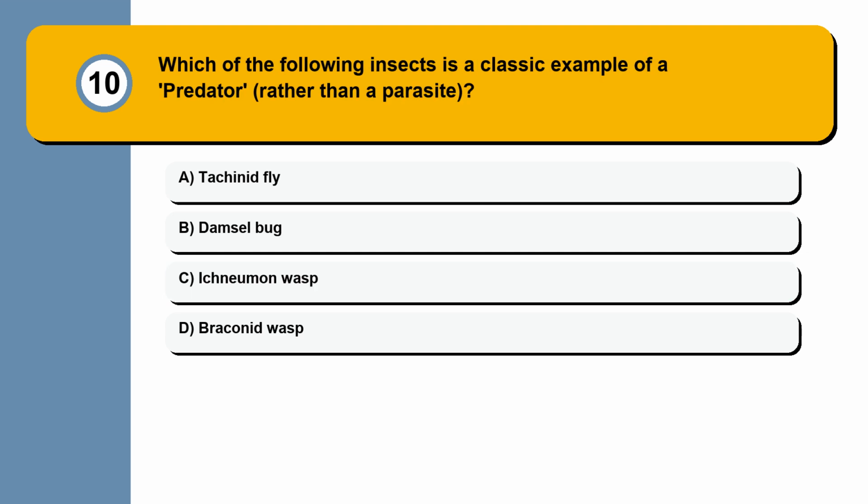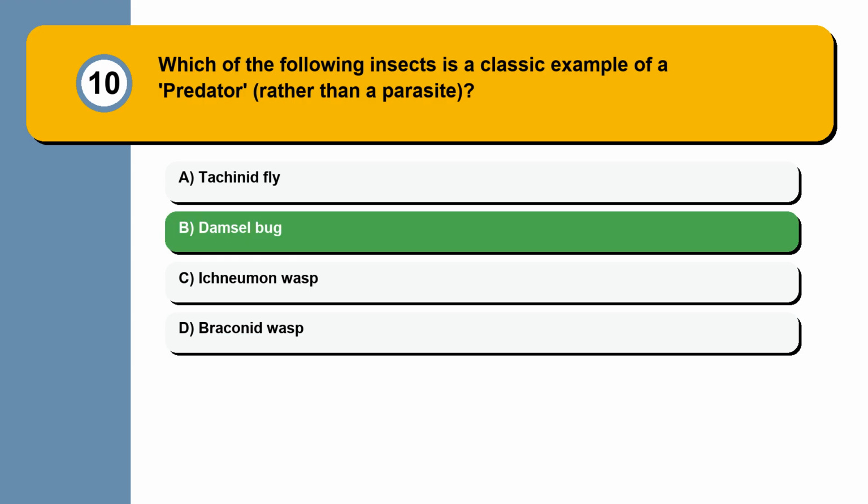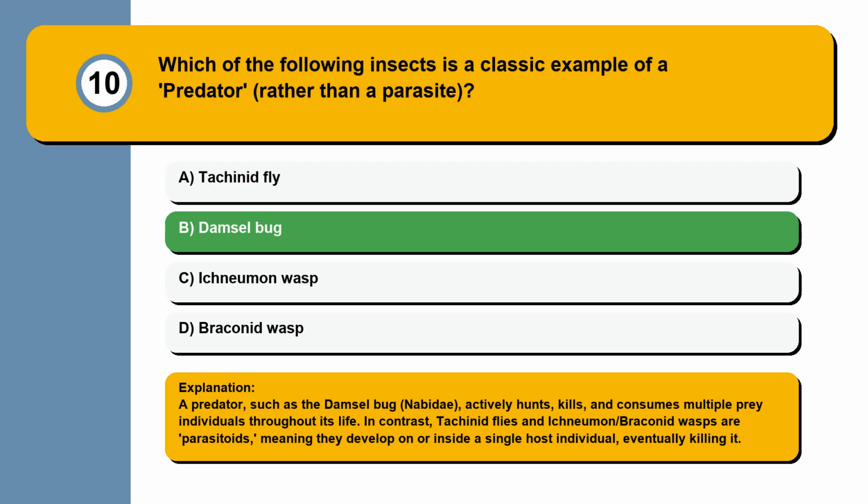Question 10. Which of the following insects is a classic example of a predator rather than a parasite? Tachinid fly, damsel bug, ichneumon wasp, braconid wasp. A predator, such as the damsel bug, actively hunts, kills, and consumes multiple prey individuals throughout its life. In contrast, tachinid flies and ichneumon and braconid wasps are parasitoids, meaning they develop on or inside a single host individual, eventually killing it.